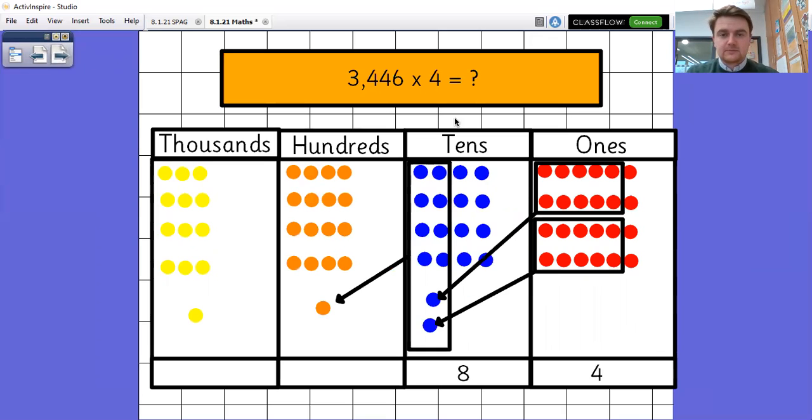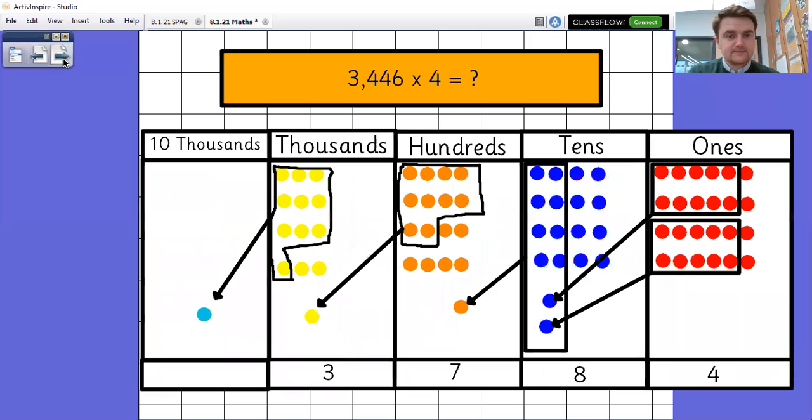In my 10s, I'm going to exchange 10 10s for 100. Ooh, I've got a rogue 1,000, which leaves me with 8 10s left over. Then my hundreds, I am going to exchange 10 hundreds for 1,000, which leaves me with 700s. In my thousands, I'm going to exchange 10,000s in that beautifully drawn little box for a 10,000, which leaves me with 3,000s, and I've got a 10,000. So again, I've got 13,784 in my answer.